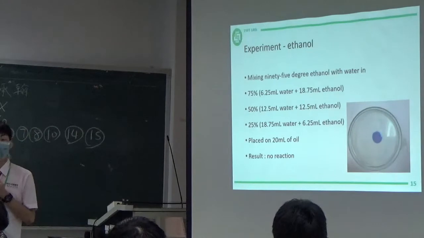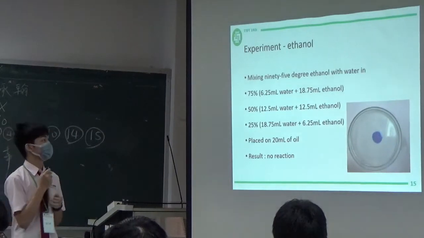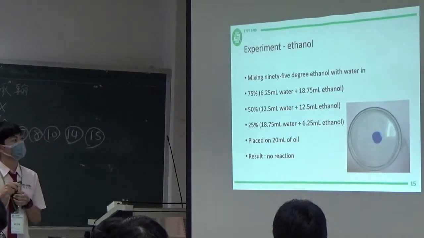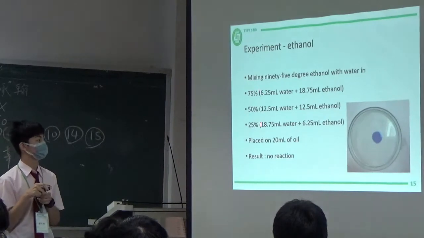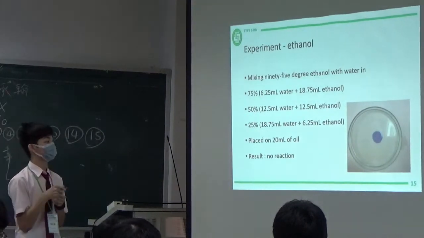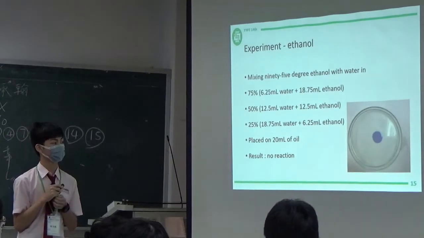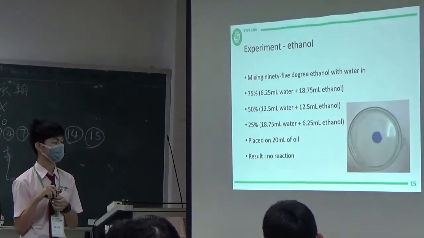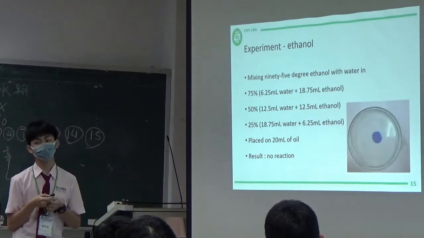First, we use ethanol as our alcohol. We mix 95-degree ethanol with water in 75%, 50%, and 25% concentration, and place it on 20 milliliters of oil, which all result in no reaction, like the picture here.